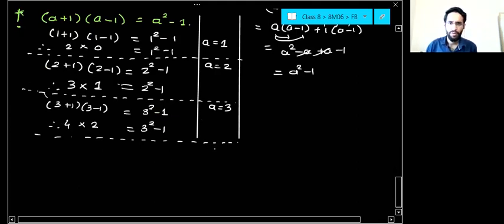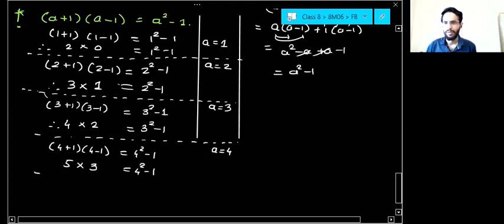Or let me show you one more example. Suppose I take a equal to 4 as well. So 4 plus 1 into 4 minus 1 is equal to 4 square minus 1. 4 plus 1 is 5, 4 minus 1 is 3. 5 into 3 is 15, which is 4 square minus 1.